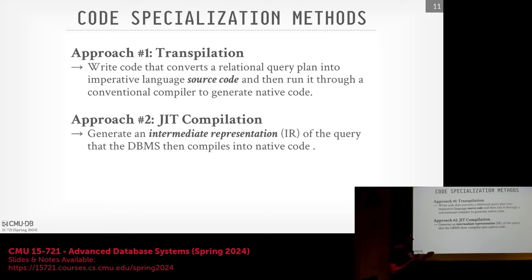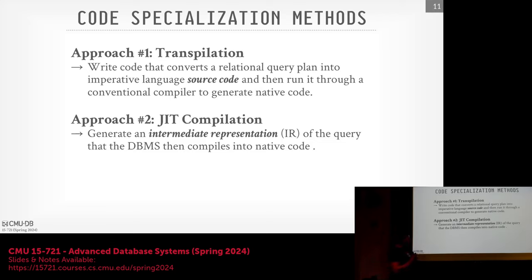Transpilation is also sometimes called source-to-source compilation. The idea is that we have code in our database system that can generate other code. Then we just run a traditional compiler to generate the native machine code that we then link in and execute as if it was a shared object in our system. So oftentimes you'll see C++ code that generates C++ code, which you then compile. Amazon Redshift is famous for this.